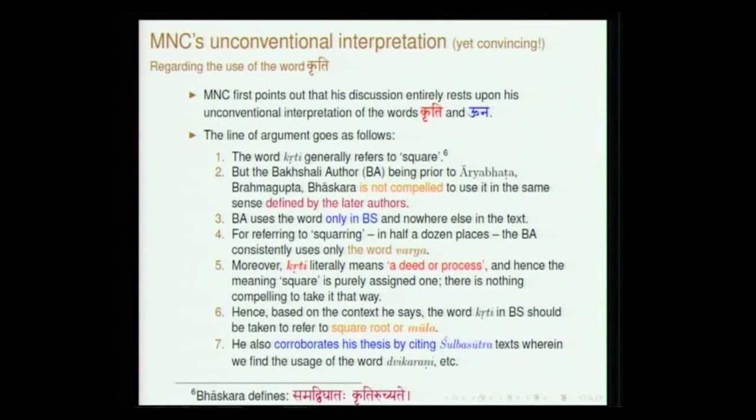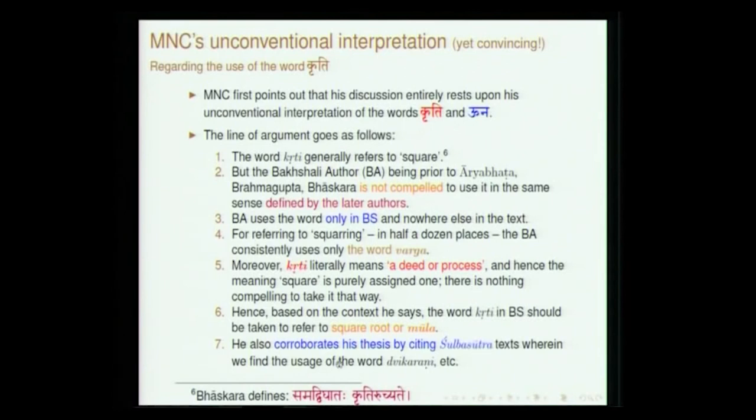The words pick up various senses at different points of time, and this is the first reason he gives. He also says that if you look at the entire Bakhshali manuscript, the word kriti does not appear anywhere else but in this sutra. Wherever the process of square had to be referred to, the author uses varga. So he says the author has reserved the word kriti to refer to square root and not square. This is the second observation. It occurs in dozens of other places where he only uses the word varga. As I was mentioning, kriti is a generic term which can refer to a deed or a process, and therefore there is no compelling evidence for us to take it only to refer to the process of squaring.